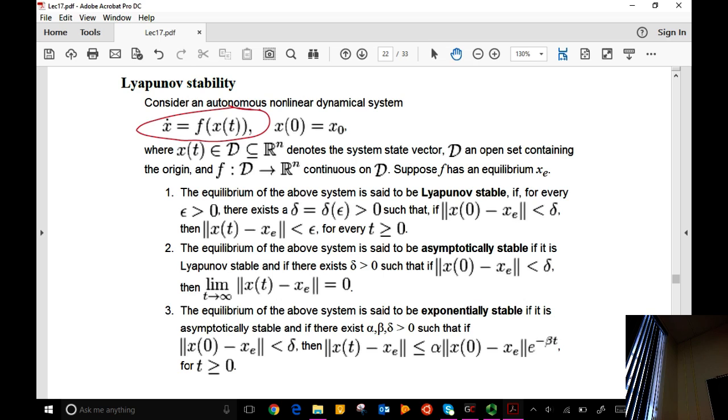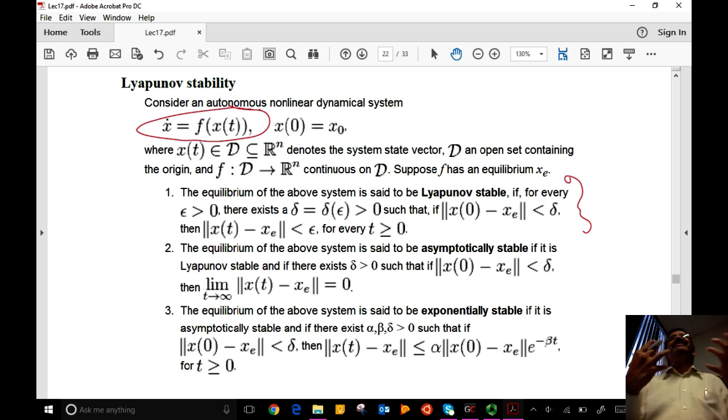Okay? So it's a strictly mathematical definition proposed by the Russian mathematician Lyapunov, and we want to develop a geometrical picture of what it means. There are two or three variations on that. The first one says the equilibrium of the above system is said to be Lyapunov stable if for every epsilon greater than 0 there exists a delta, which is a function of epsilon, also greater than 0, such that xe minus x0 is always bounded. That's a mathematical way of stating that.